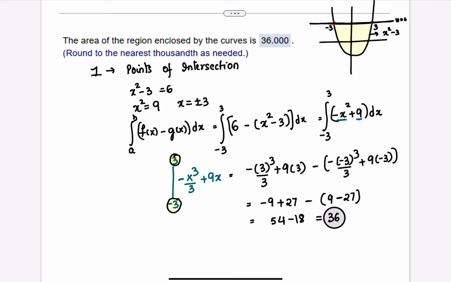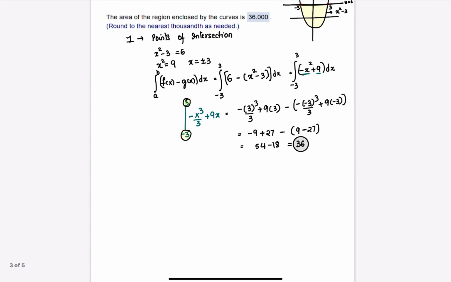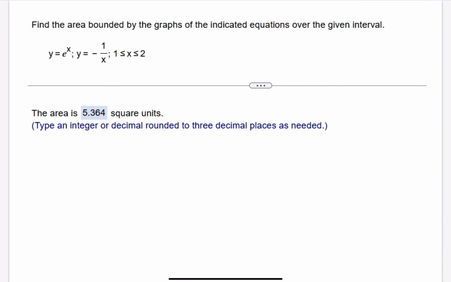Okay, but the key here is to see which curve goes above, which curve goes below. So it's always nice to have your calculators next to you so you can graph and visually see what's going on. Now let's go ahead and take a look at the next one. I like when they give me the interval from 1 to 2. But again, for me to see which curve goes on the top, which curve goes on the bottom, I have to graph it. So when I graph this, this is my graph of y equals e to the power x.